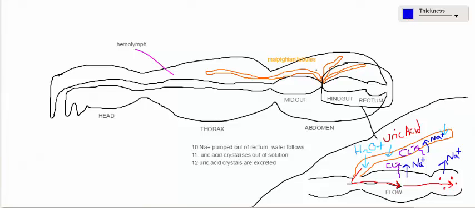And sodium being pumped out right near the rectum allows for that uric acid to crystallise because water is removed there, crystallising the uric acid, and therefore the insect doesn't dry out. It can preserve its water, it osmoregulates, and uric acid is excreted.